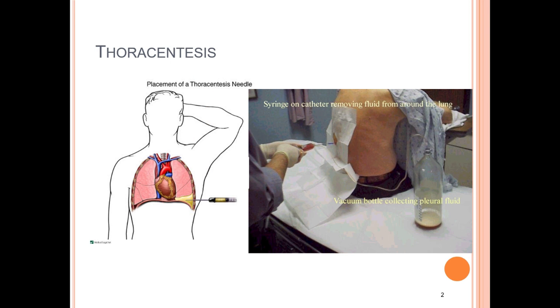A thoracentesis is done to remove fluid and air from the chest. Normally, a very little amount of fluid is in the space to lubricate the lining between the lungs and the chest wall. This fluid is collected for testing during a thoracentesis.